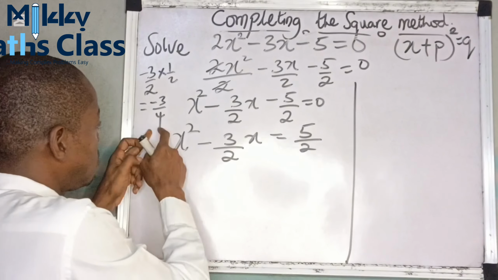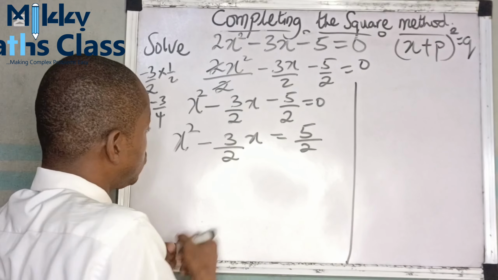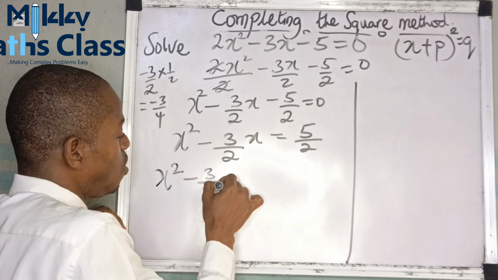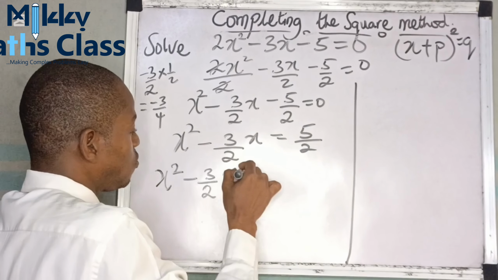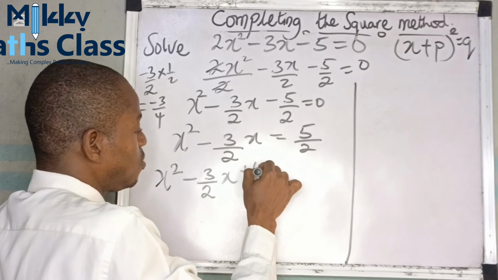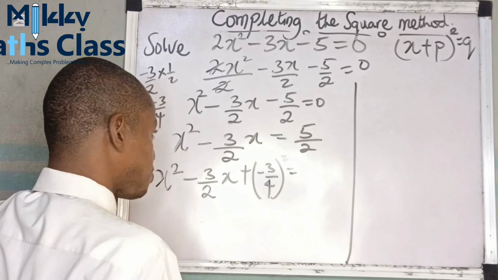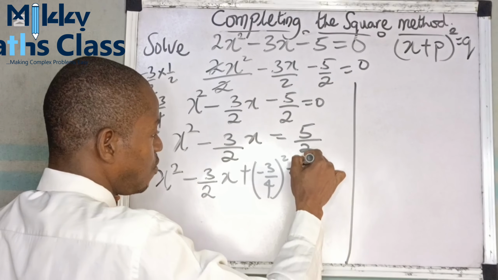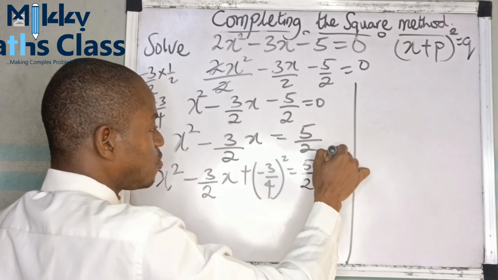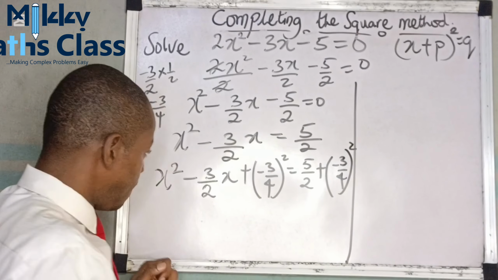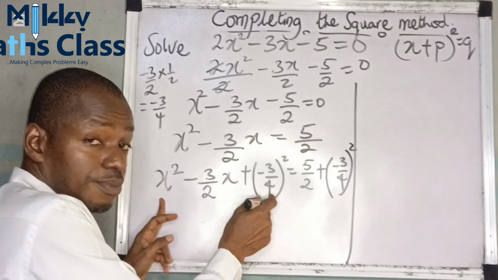Square it and add to both sides of the equation. So this becomes x squared minus 3 over 2x plus negative 3 over 4 all squared is equal to 5 over 2 plus negative 3 over 4 all squared. Now we are coasting home, so bring this together.